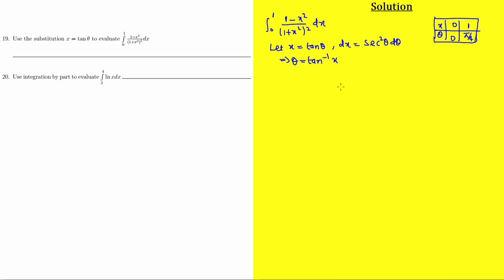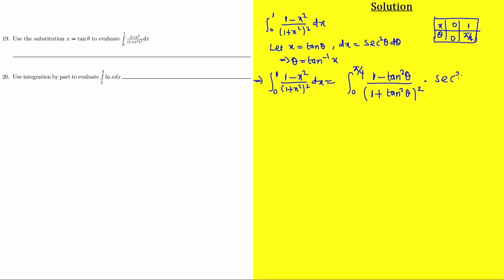That's clear enough. Now if we do some manipulation, the integral from 0 to 1 of (1 − x²) over (1 + x²)² dx will simply transform to the integral from 0 to pi over 4 of (1 − tan² theta), because our x is tan theta, all divided by (1 + tan² theta)², then multiplied by sec. Now what's our dx? Our dx is sec² theta d theta.